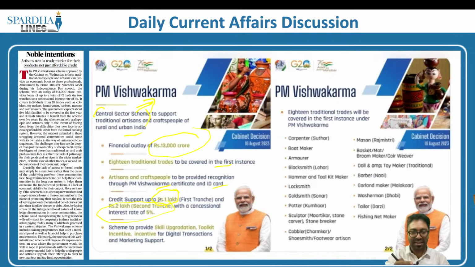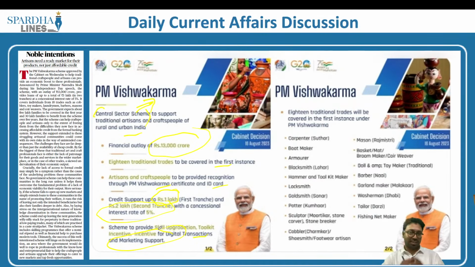When we look at the interest rate in normal circumstances, it will be quite huge as well. But in this particular case, it is given at a very small interest rate. So they would be able to get the money and at the same time use it for their upgradation and economic prosperity, and the interest that they are supposed to pay is very meager in nature. This will also provide skill upgradation, toolkit, incentive for digital transactions as well as marketing support. So apart from providing the money to these people, they would also be provided skill upgradation, toolkit, incentive for digital transactions, so on and so forth.